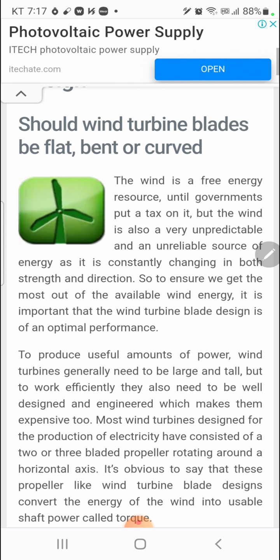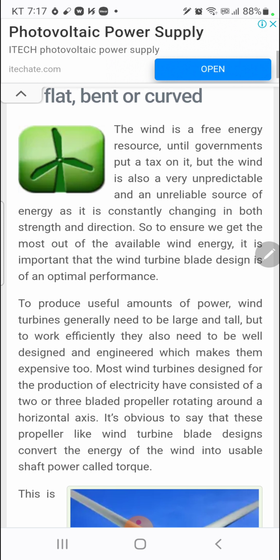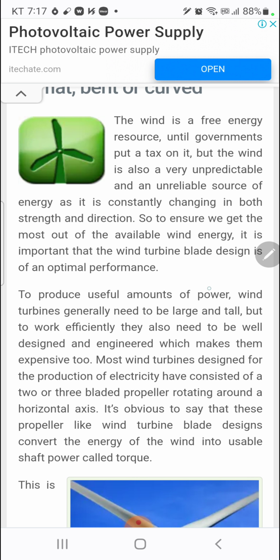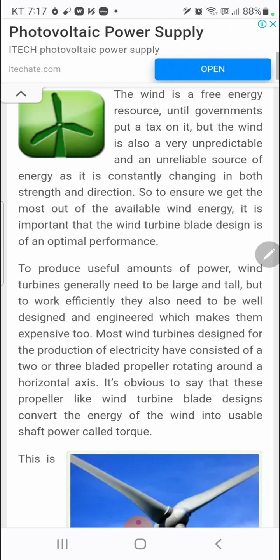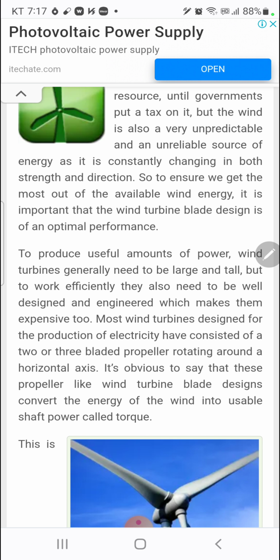Should wind turbine blades be flat, bent, or curved? The wind is a free energy resource until governments put a tax on it. But the wind is also a very unpredictable and unreliable source of energy, as it is constantly changing in both strength and direction. So to ensure we get the most out of the available wind energy, it is important that the wind turbine blade design be of optimal performance.